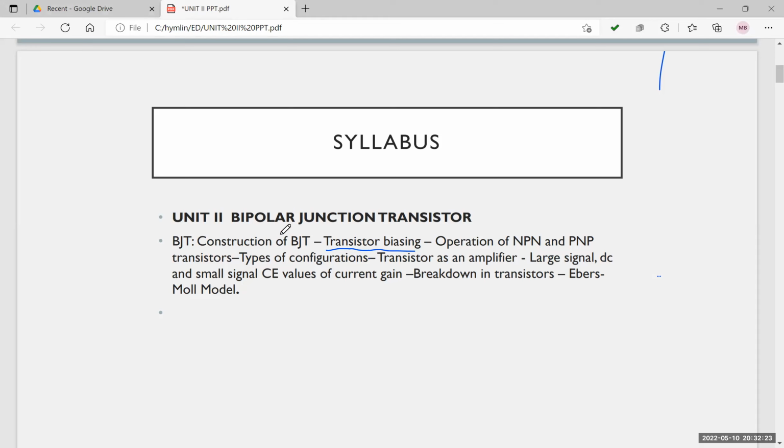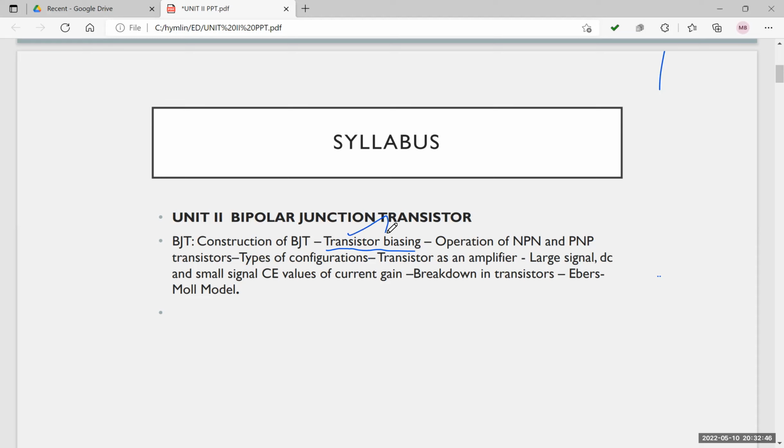Good evening to all. Today we are going to discuss the second topic of your second unit, bipolar junction transistor. We have already discussed fully the transistor operation and how it is constructed, both for NPN and PNP transistors, right? So today we are going to discuss the topic of transistor biasing.